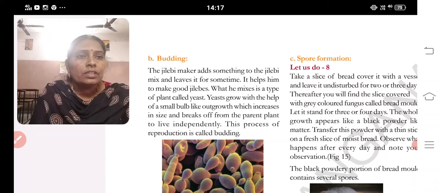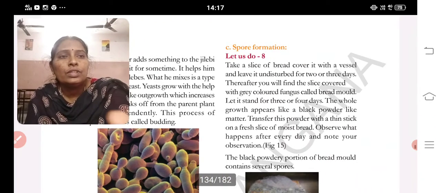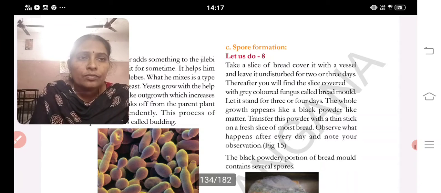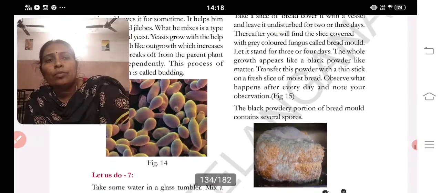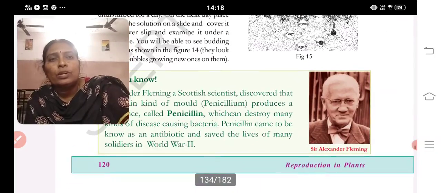Spore formation: take a slice of bread, cover it with a vessel and leave it undisturbed for 2 to 3 days. Thereafter, you will find the slice covered with a grey colored fungus called bread mold. Let it stand for 3 to 4 days. The whole growth appears like a black powder. Transfer the powder with a stick onto a fresh slice of moist bread. Observe what happens after every day and note your observation. The black powder portion of the bread mold contains several spots.